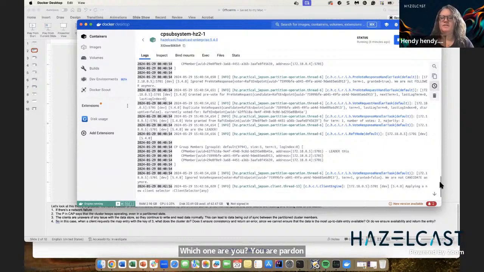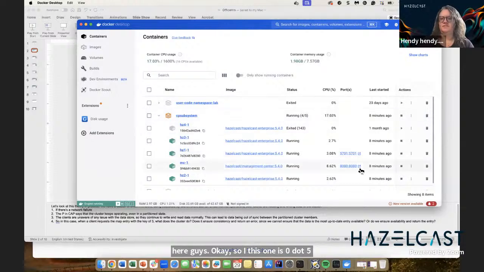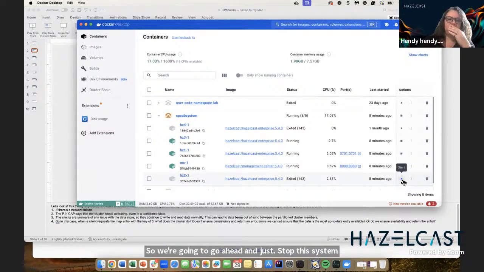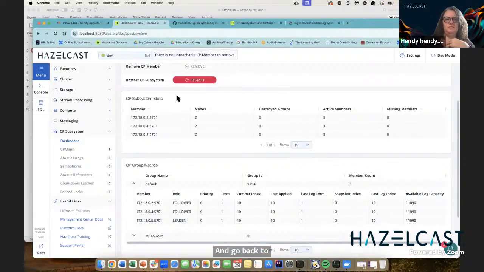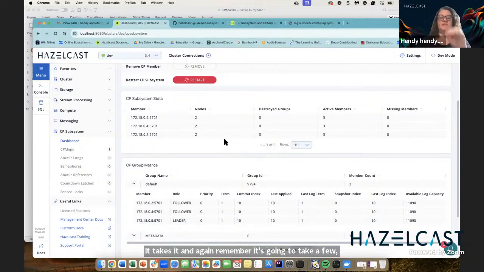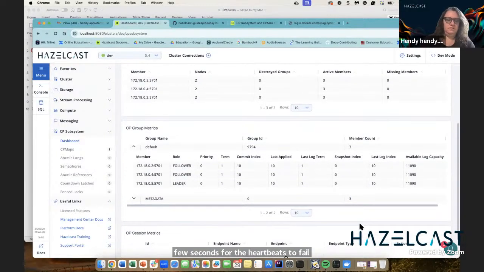Okay, so this one is 0.5. So we're going to go ahead and just stop this system. And go back to it. Again, remember it's going to take a few seconds for the heartbeats to fail. So we'll let it do its thing.